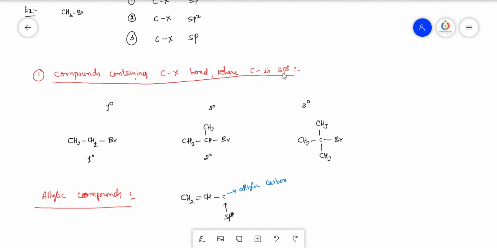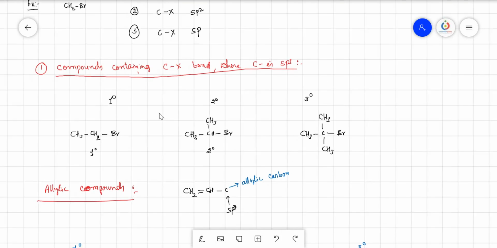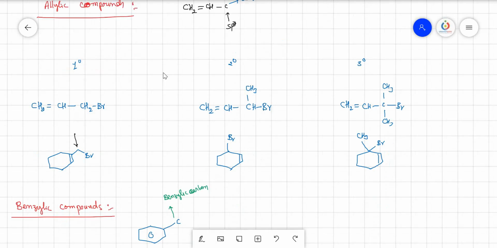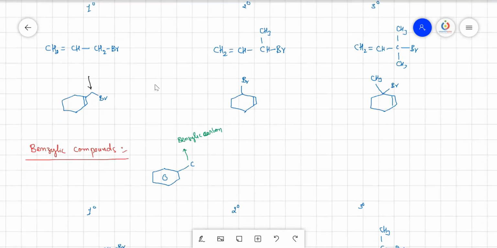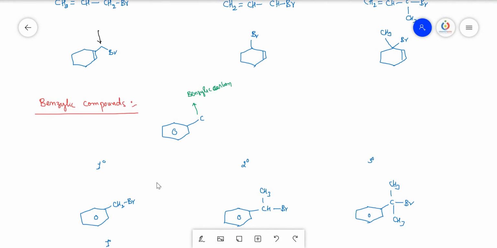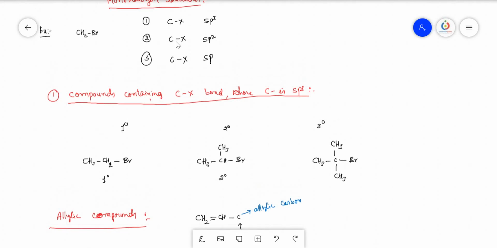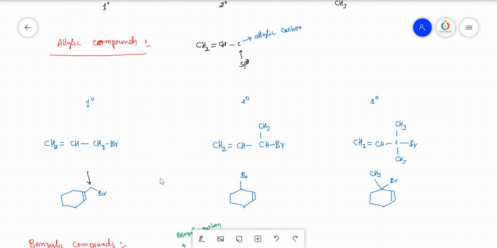The CX bond, where the carbon atom is sp3 hybridized carbon. So primary, secondary, tertiary normal compounds. And from allylic again we got the three compounds, primary, secondary and tertiary. And from the benzylic compounds also we got the primary, secondary and tertiary. Now our duty is to go for the next part, that is halogen derivatives where the halogen bearing carbon atom is sp2 hybridized carbon.